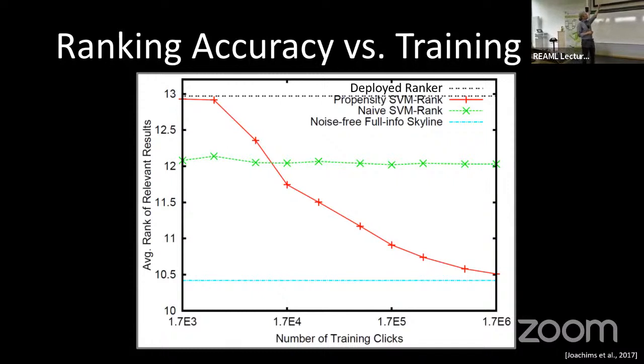Then if you naively, without that 1/Q weighting, without the IPS estimator, train a ranking SVM, you get that green curve, something that's biased, right? And bias does not go away with more data. You're just more accurately estimating the wrong thing. The red curve is if you actually do this propensity ranking SVM with the 1/Q weighting. And it converges, if you just get enough click data, to the skyline performance. Again, if you have something unbiased, more data helps.